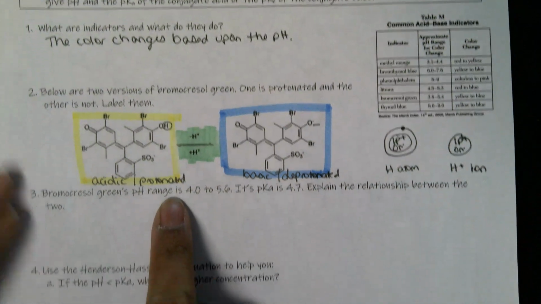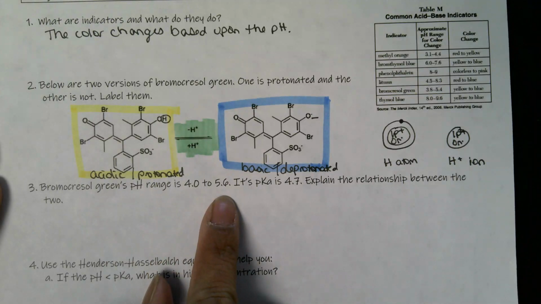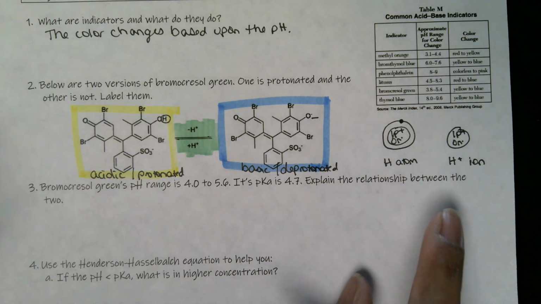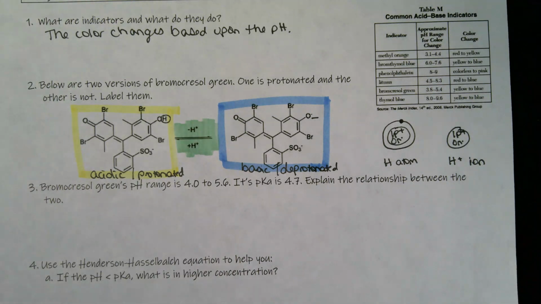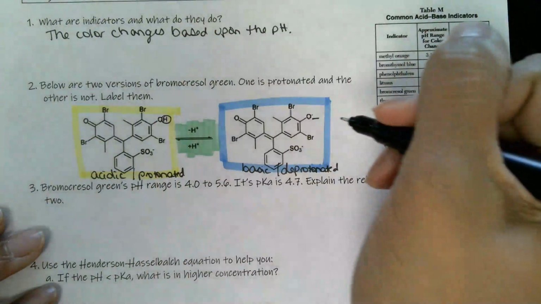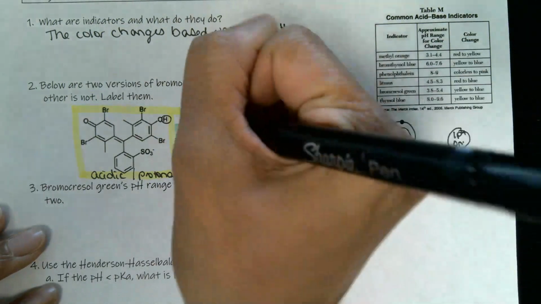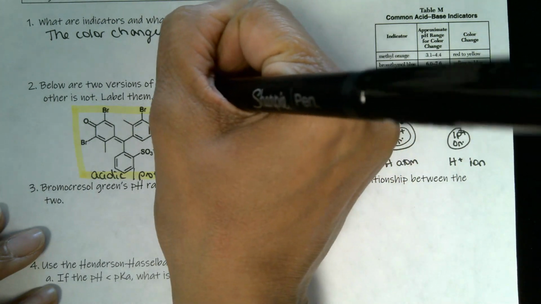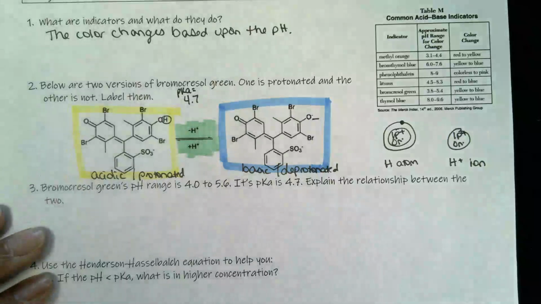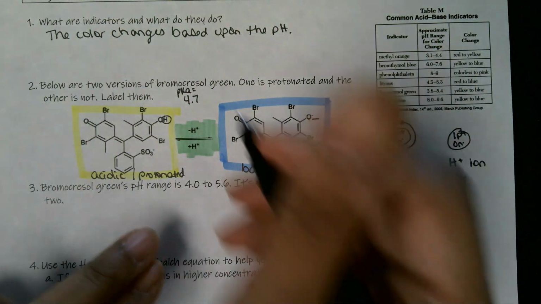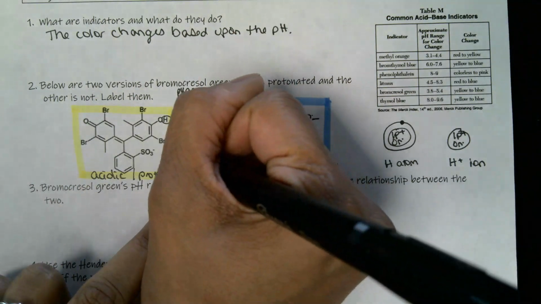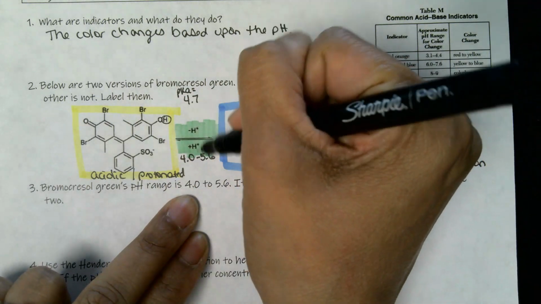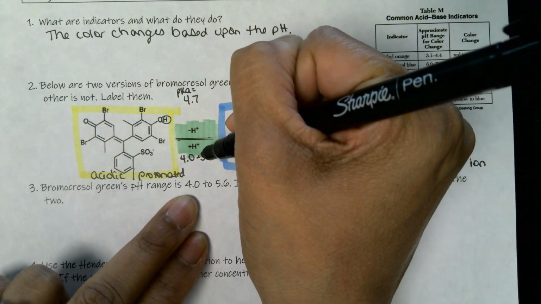So bromocresol green's pH range is 4.0 to 5.6. Its pKa is 4.7. So explain the relationship between the pH range and the pKa. If we know the pKa of this is 4.7, that's that in-between section right here. So again, it's that in-between region. And the pH range happens to be 4.0 to 5.6, so the pKa falls in between the pH range.